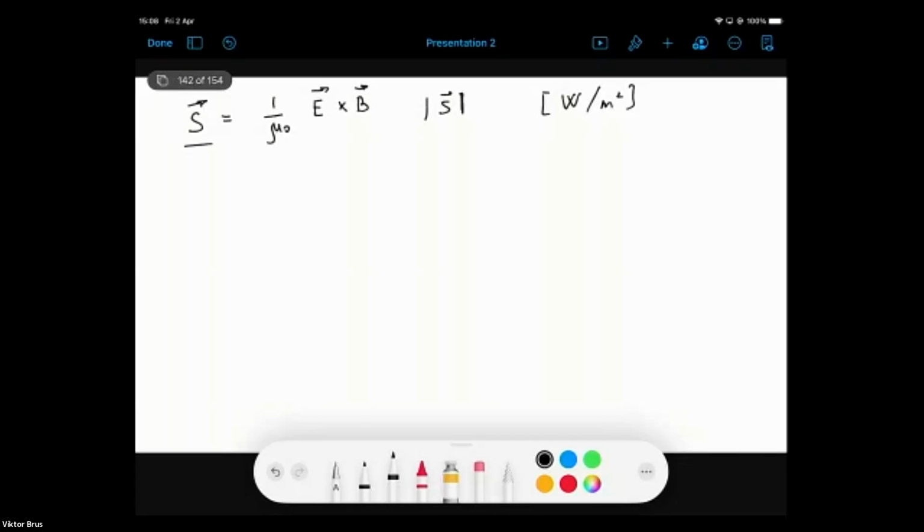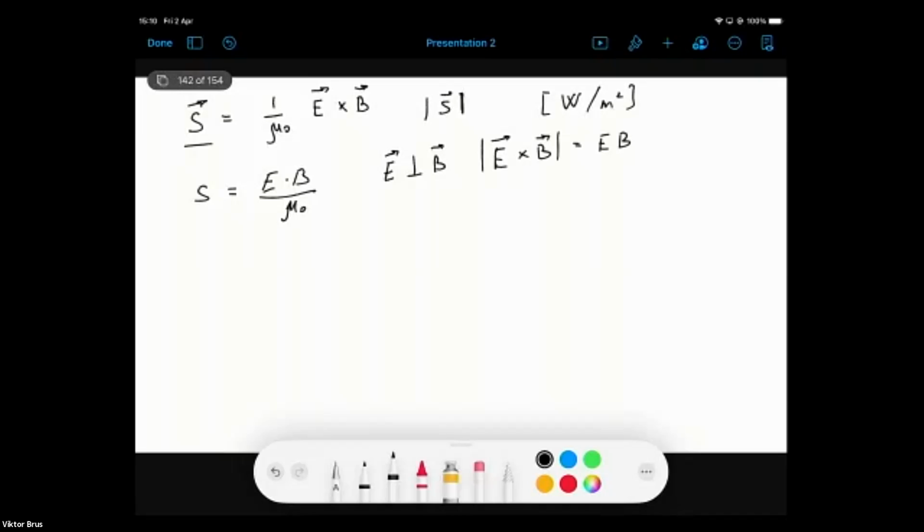So let us calculate for the particular case of a plane electromagnetic wave, which we considered during the previous lecture. The absolute value of this Poynting vector would be equal to E times B divided by mu naught. That is true because for this plane electromagnetic wave, the electric field vector is perpendicular to the magnetic field vector, and the absolute value of their vector product will be equal just to the product of absolute values of the electric field vector and the magnetic field vector.